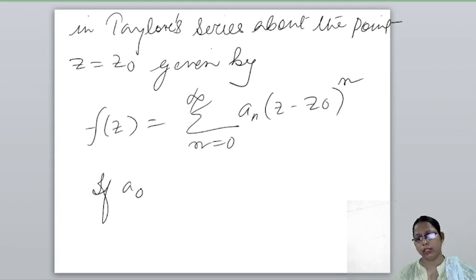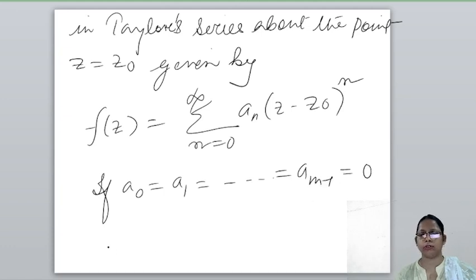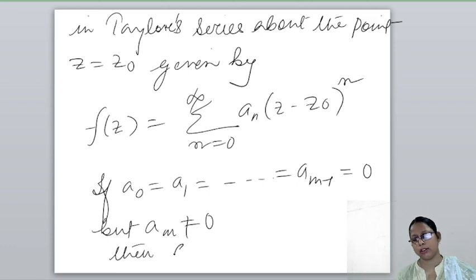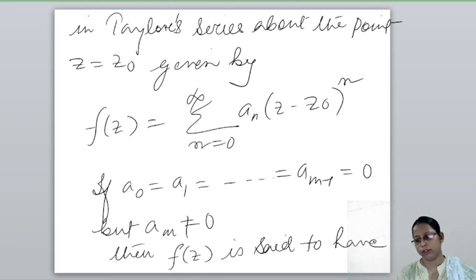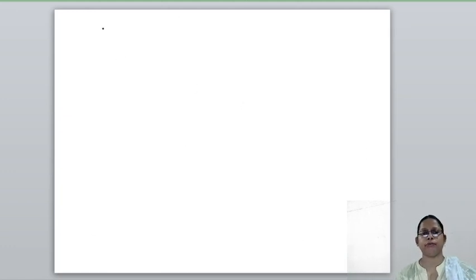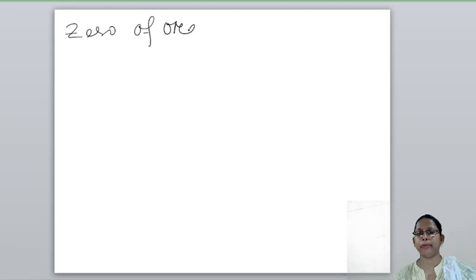If a_0, a_1, up to a_(m-1) are 0, but a_m is not 0, then f(z) is said to have a zero of order m at z equal to z naught.